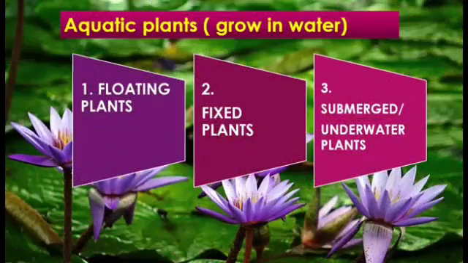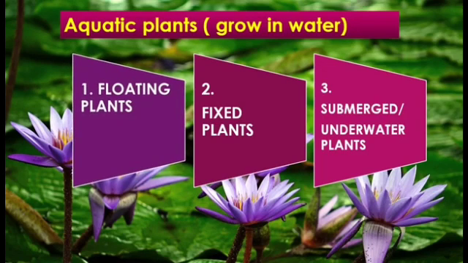Children, you must have visited some pond or some river. You must have seen some plants growing inside or on the top of the water. Those plants are nothing but aquatic plants. Aquatic plants are those plants that grow in the water. Basically, these are of three types.